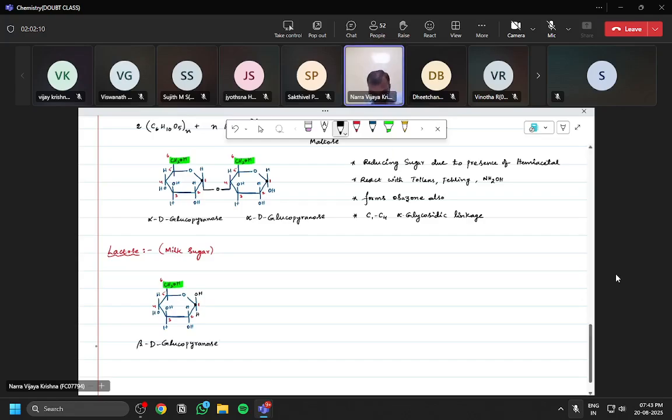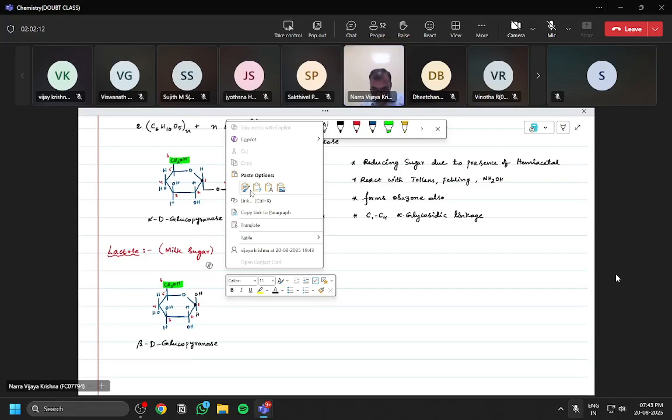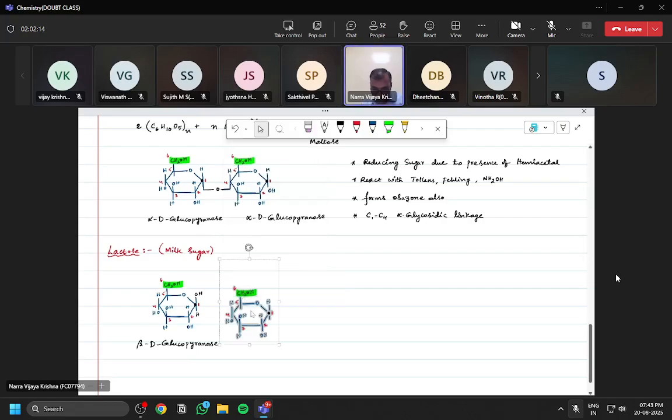Now I am taking another one. Now, if I take this CH2OH and here also OH above, this is also beta form only, because the CH2OH and the OH, both are on the same side, right? So beta form only. Now observe, I am removing water.